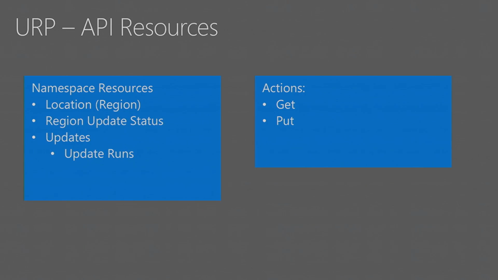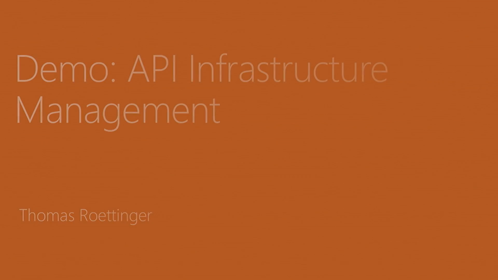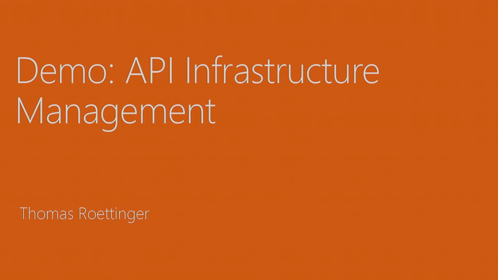The update resource provider: location, region update status, the update itself, and the update runs associated with individual updates. Now, let's take a look at a demo.